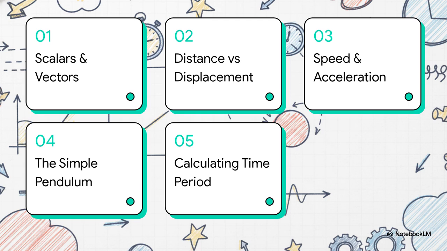Here is our roadmap for today. We're starting with Section 1, Scalars, Vectors, and Motion. Then, we'll break down distance versus displacement. In Section 3, we're looking at speed, velocity, and acceleration. After that, we'll explore the simple pendulum. And finally, wrap things up in Section 5 by calculating the pendulum time period.